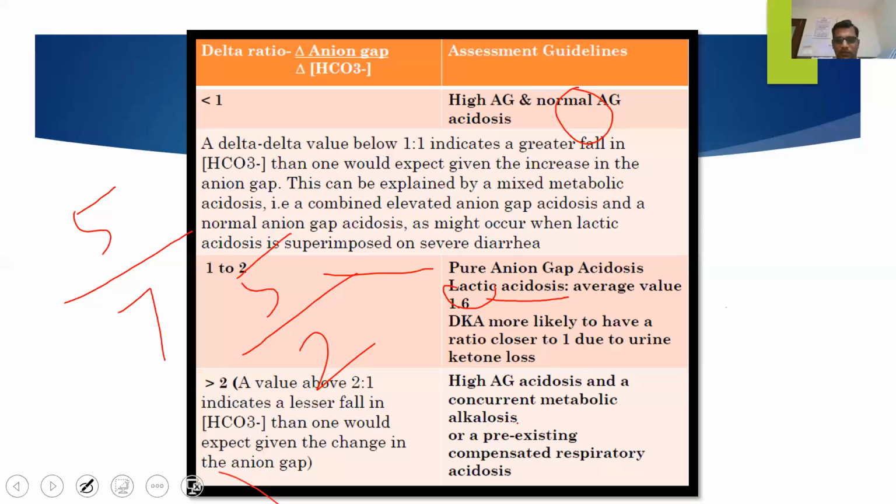Okay. So just remember, delta ratio less than 1 means there is an associated NAGMA, that is, an associated normal anion gap. More than 2 means that there is an associated metabolic alkalosis also in the patient. Okay. Now we'll again move to some clinical scenarios. So I'll just read out.